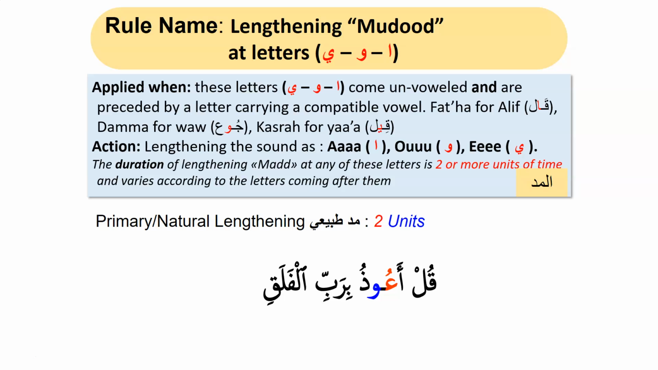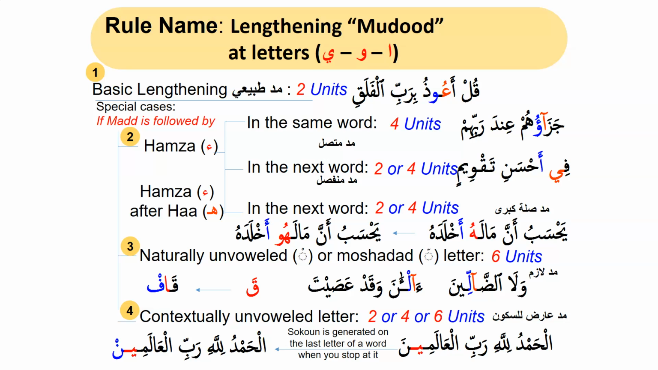Now that we know the rule of مد طبيعي, we told you that the مد طبيعي is any of these 3 letters of mudud, alif, waw, or ya, preceded by a letter carrying a compatible vowel, and if it is not followed by hamza or sukun, it is named مد طبيعي. Let's see what the case will be if it is followed by hamza or sukun.